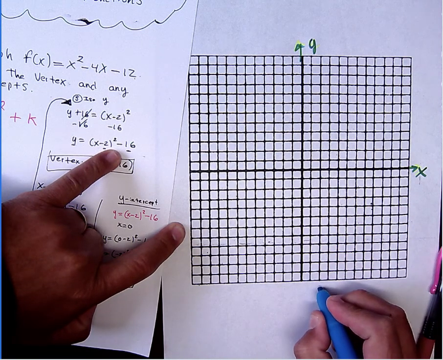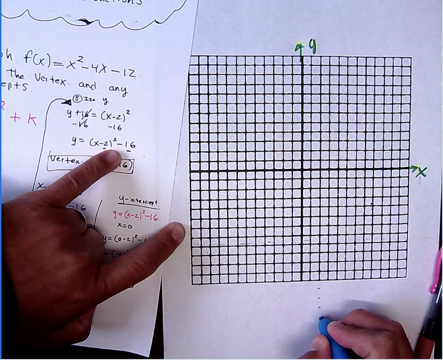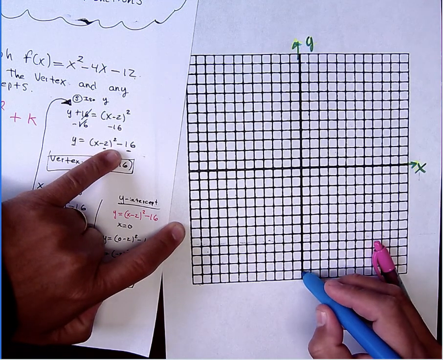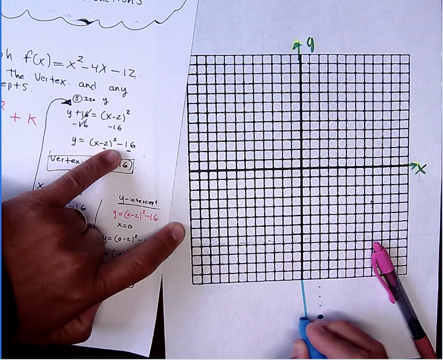1, 2, 3, 4, 5, 6, 7, 8, 9, 10, 11, 12. Ooh, 13, 14, 15, 16. So it should be somewhere down here. We don't have enough space. So negative 16.